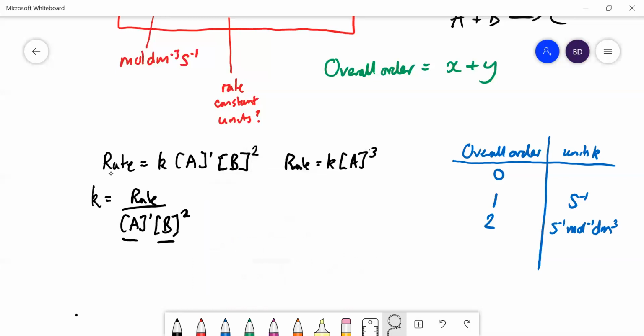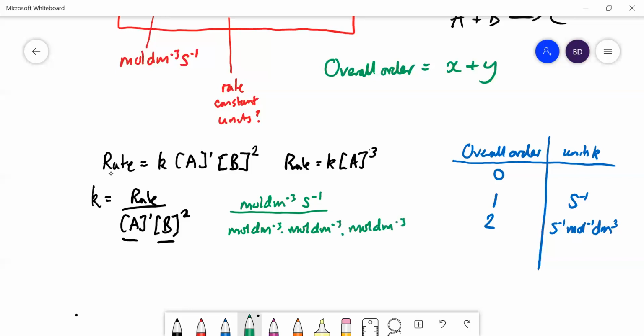Okay, so the units of K are going to be the same as the units of this thing here. Let's do that. So we're going to get mole per decimeter cubed per second on the top. And then we're going to have mole per decimeter cubed times mole per decimeter cubed times mole per decimeter cubed. We can cancel out one of that lot, can't we? So get rid of that and that. So that's equal to second to the minus 1.